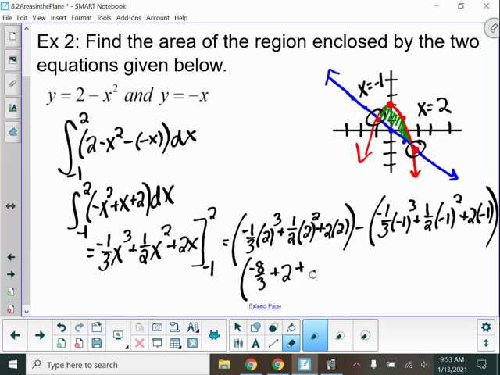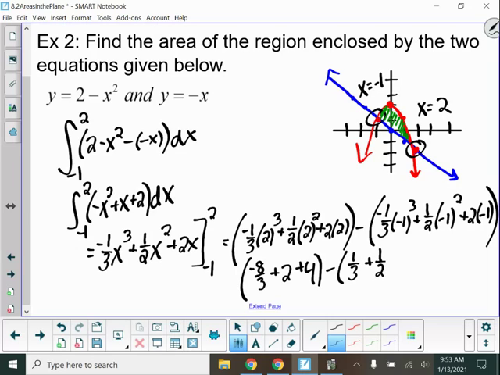Let's fix that up a little bit. -1 cubed is -1 times -1/3 is +1/3. -1 squared is 1, and then times 1/2 is 1/2. 2 times -1 then is going to be our -2. We have to go through then and simplify this. You would combine these together, and when you do that, you actually end up with 9/2. And again, this is going to be units squared. So 9/2 units squared is going to be the area between these two curves.